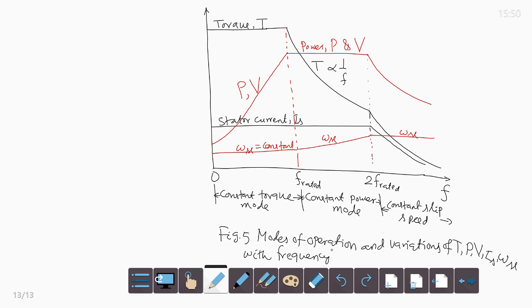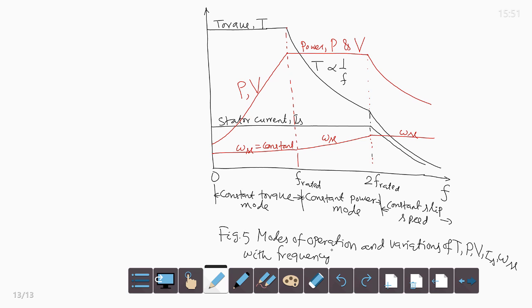So, this is the constant torque mode, slip speed is also constant, and above the rated speed, the voltage cannot be maintained according to the V by f ratio. So, voltage is kept constant at the rated value V rated, because current is constant, power is also constant. So, this is the constant power mode. The flux per pole is inversely proportional to speed. So, torque is also inversely proportional to speed or frequency. So, slip speed increases linearly in this zone, the constant power mode.